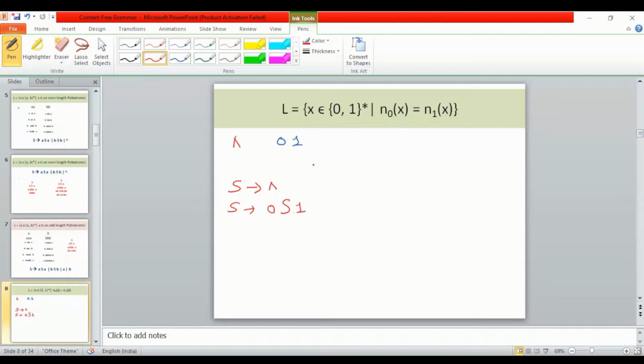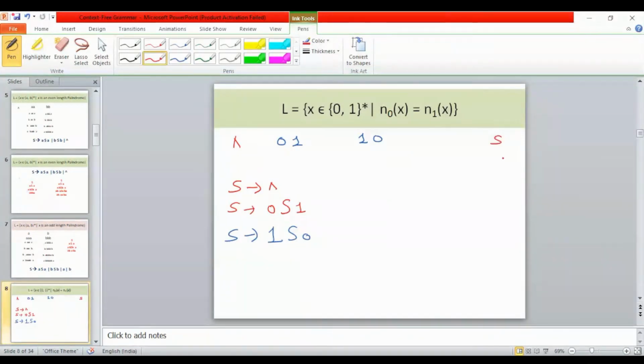Now if I add one more example, this 10 also has an equal number of zeros and ones. So if I want to generate this pattern 10, these two rules are not sufficient. So to achieve my goal, I will add one more rule with this, that is S gives 1S0. So now I can generate any of these strings. I hope it is straightforward how we can generate this.